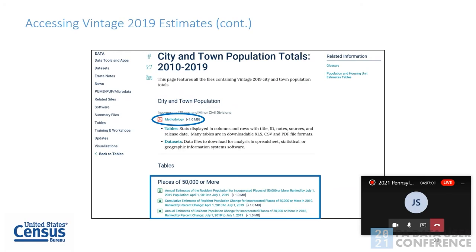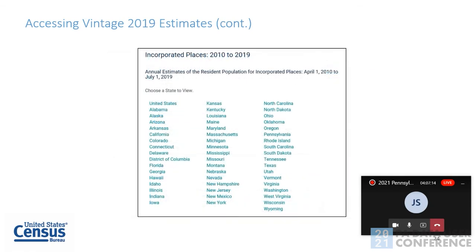I've highlighted below the top of this page, there are 3 summary tables for places that are 50,000 or more, summarized by change, either over the decade or over the last year. Scrolling down on the page here, and once again, we're looking at post-census estimates for 2019.